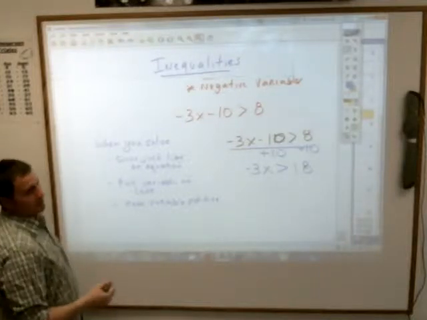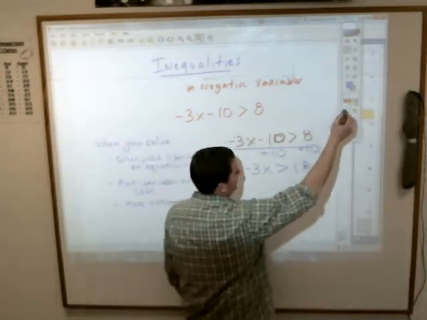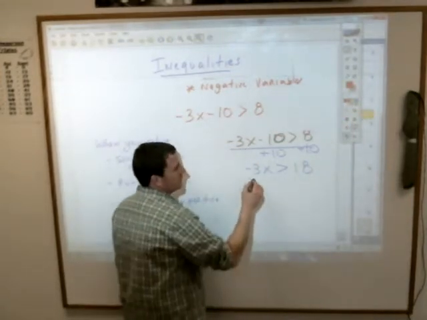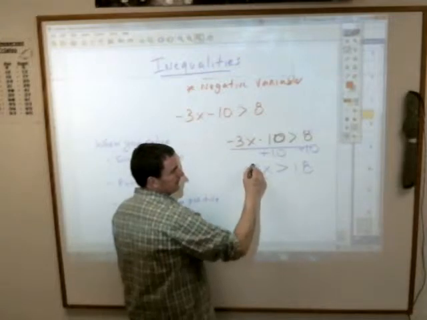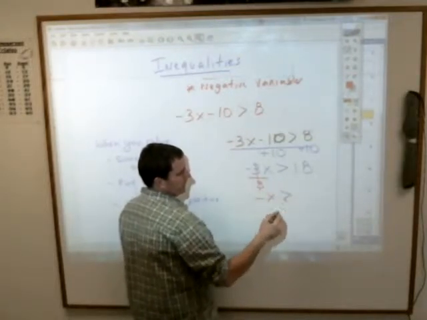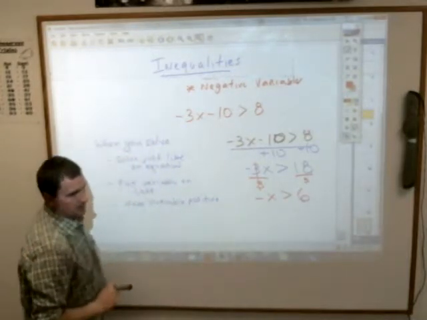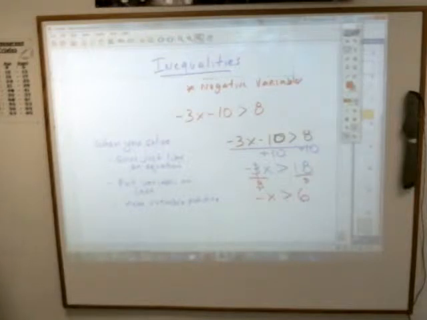Now, in order to get the x by itself, I need to get rid of the 3. So I'm going to do it in a couple steps, even though you could do it in one. I'm going to divide by 3. I divide this by 3, I'm left with a negative x is greater than, divide this by 3, 6. Stop me there if that didn't make sense. I just divided both sides by 3.